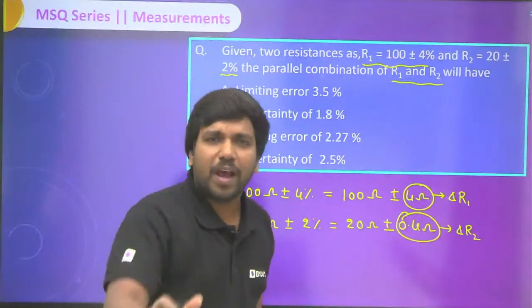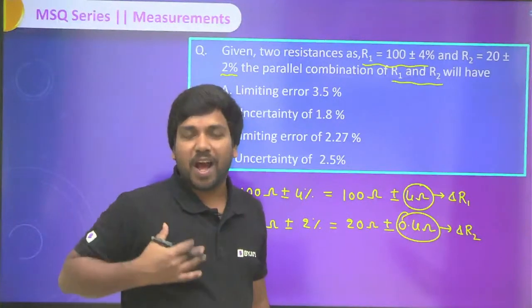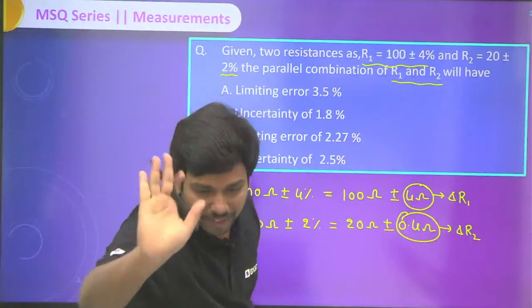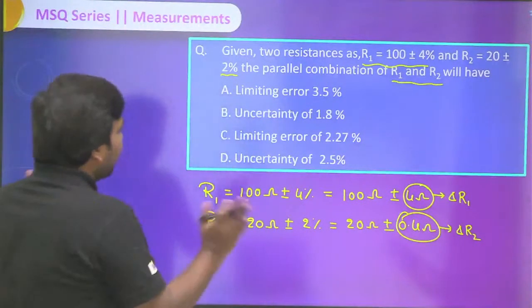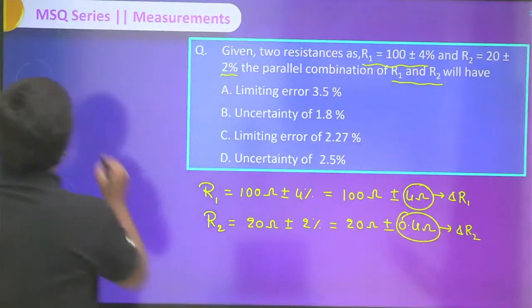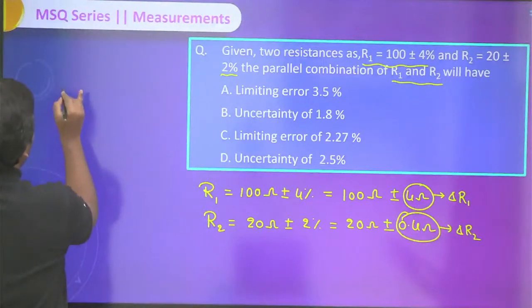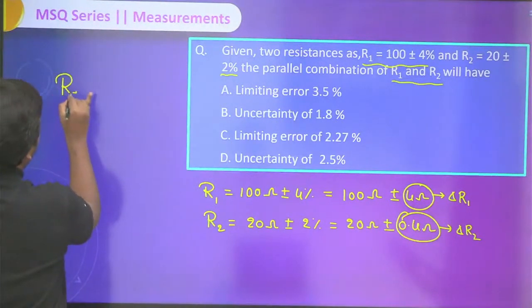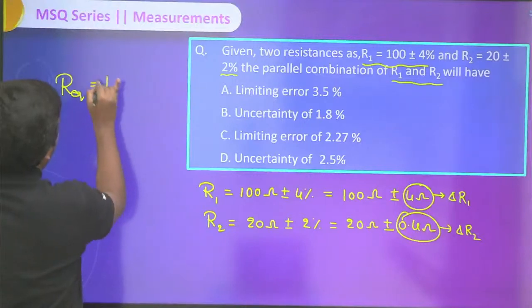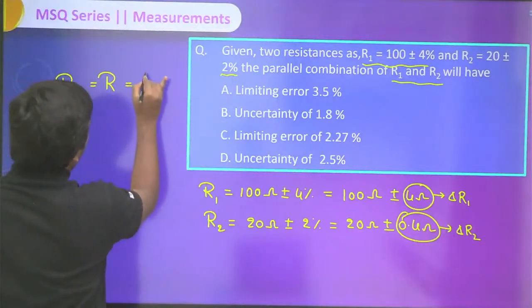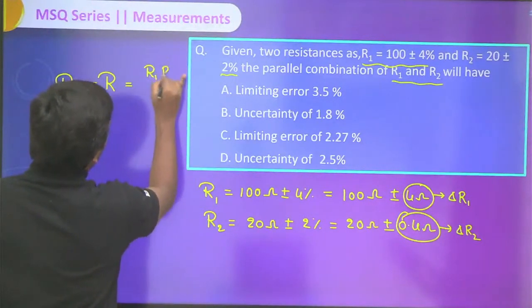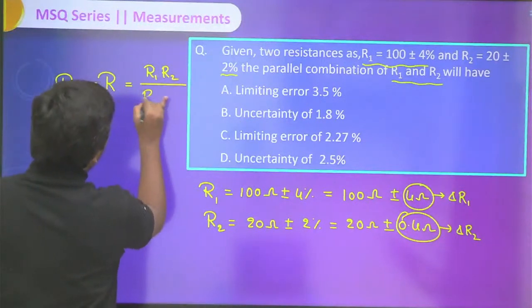Now, if you get the answer, please let me know in the comment section. I will be very happy to see the final answer here. Clear? Right. Now, R1 and R2 are known to you. What is the formula for the parallel combination here? So if I say the equivalent resistance, for the time being let me call that capital R, it could be written as R1 into R2 divided by R1 plus R2.